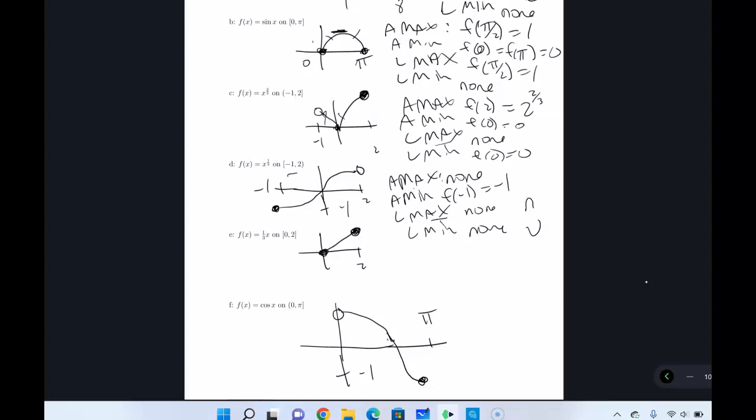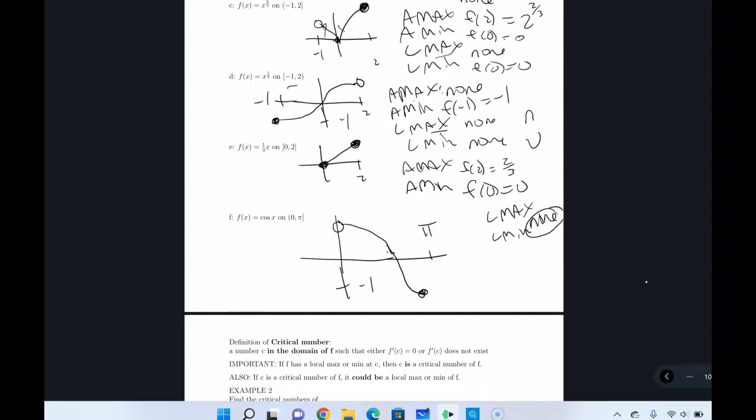So it includes both of the endpoints. So absolute max would be f of 2, which would be 2/3, right? And then absolute min would be f of 0, which would be 0. Are there any local max or local min? None of these, because there's no valley or peak.